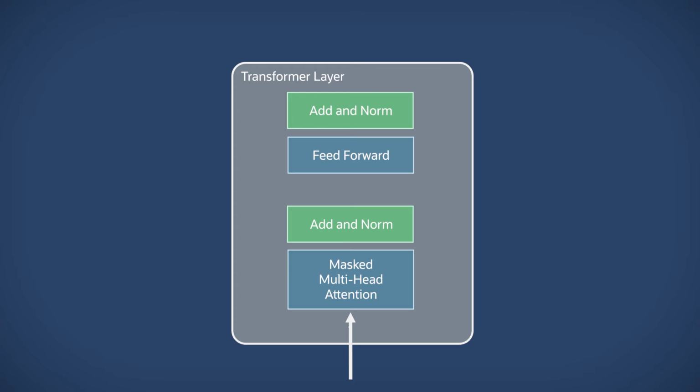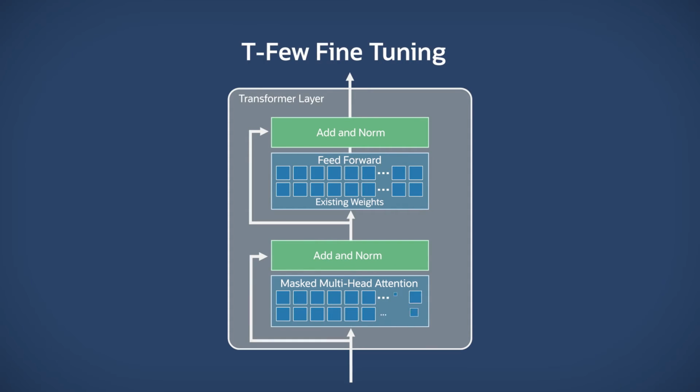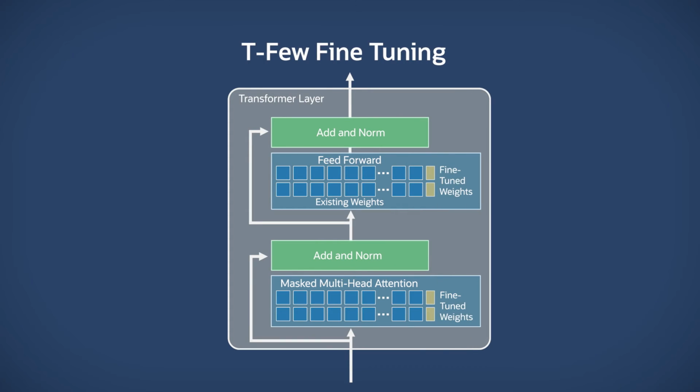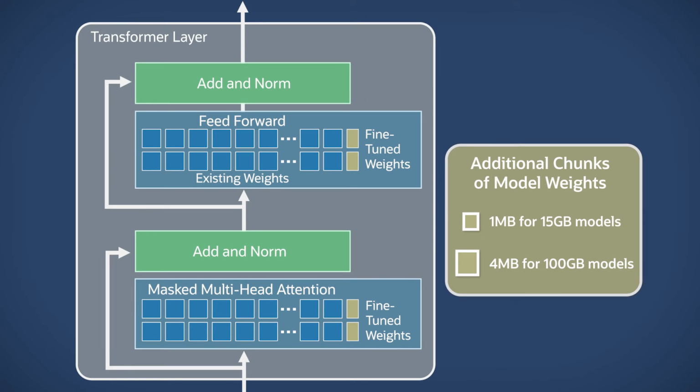The attention block is followed by a step combining residual connection with layer normalization. The normalization is added to normalize the distribution of intermediate layers. It enables smoother gradients, faster training, and better generalization accuracy for the overall model. During fine-tuning, a small number of weights are added to the feed-forward and the multi-head attention sections. And practically speaking, to put it in context, our configuration of TFU fine-tuning creates additional chunks of model weights of around 1 megabyte for 15 gigabyte models and 4 megabytes for 100 gigabyte models.